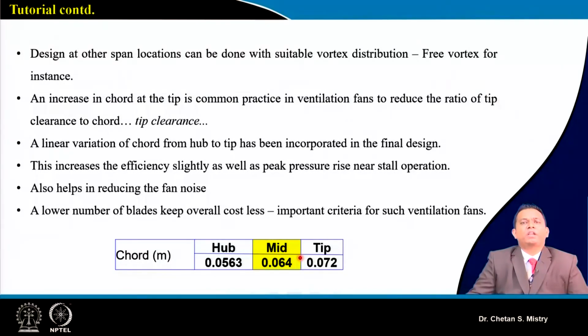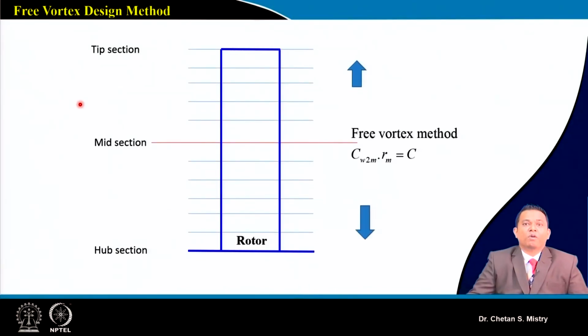Many times cost may not be the only criterion. People talk about having a noiseless or energy efficient fan. In that configuration you need to go with an efficient design. Now, if we are opting for the free vortex, we will select Cw into R equal to constant. We calculate that at the mid station, and put this constant from the mid section to the tip section and from the mid section to the hub section. Based on that we calculate Cw2, and do all our calculations as we have done for almost all cases.